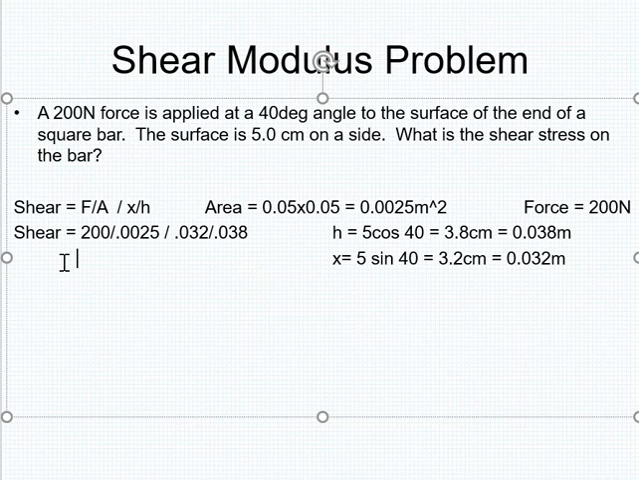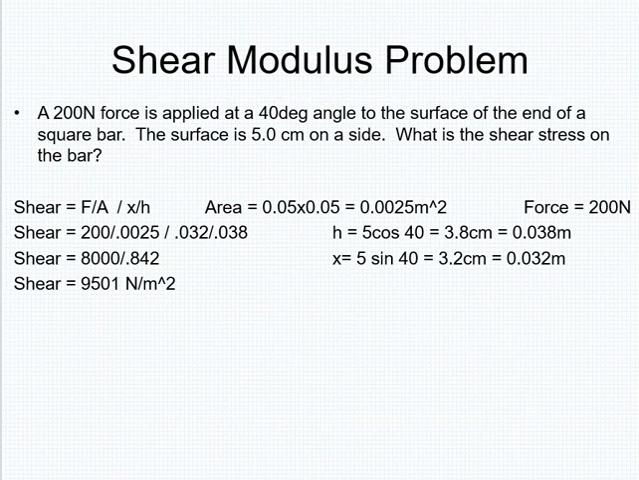So our shear modulus here is going to be equal to, I don't know what the answer is yet. So 200 divided by 0.0025 is 8,000. 0.032 divided by 0.038 is 0.842. So when I divide them, the shear modulus here turns out to be 9,501 newtons per meter squared. So that's our shear modulus example.